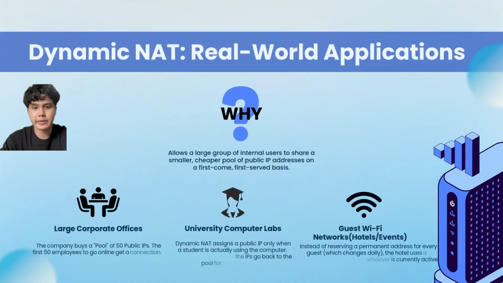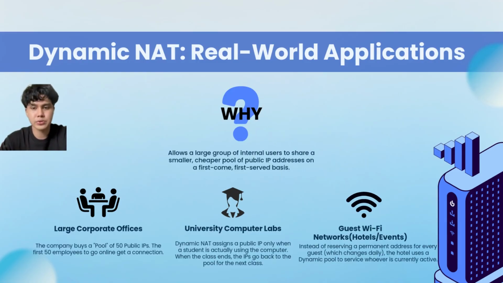Since dynamic NAT can run out of addresses, you might be wondering why we would even use it. The answer boils down to cost and efficiency. Dynamic NAT allows a large group of internal users to share a smaller, cheaper pool of public IP addresses, which works perfectly for environments where not everyone needs to be online at the exact same time. I will discuss three real-world examples where dynamic NAT is standard. Firstly, large corporate offices. Imagine a company with hundreds of employees. They might buy a pool of just 50 public IPs, so the first 50 employees to go online get a connection. Since it's rare for everyone to be browsing the external internet simultaneously at work, this saves the company from buying hundreds of expensive static IPs.